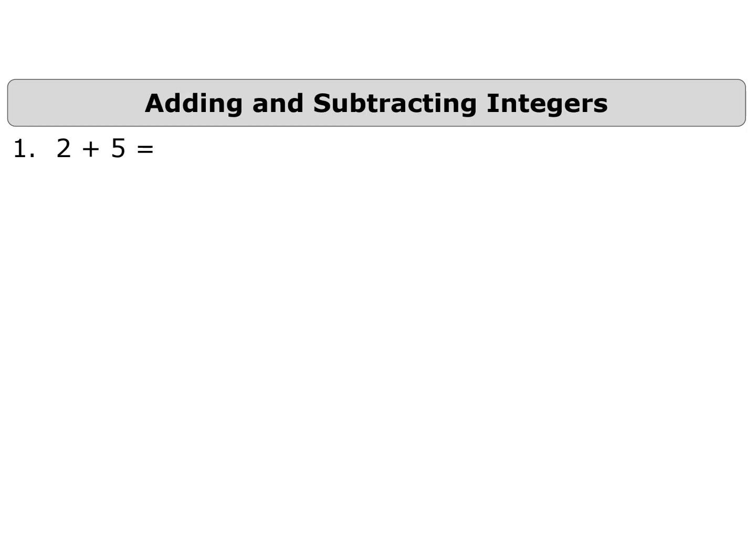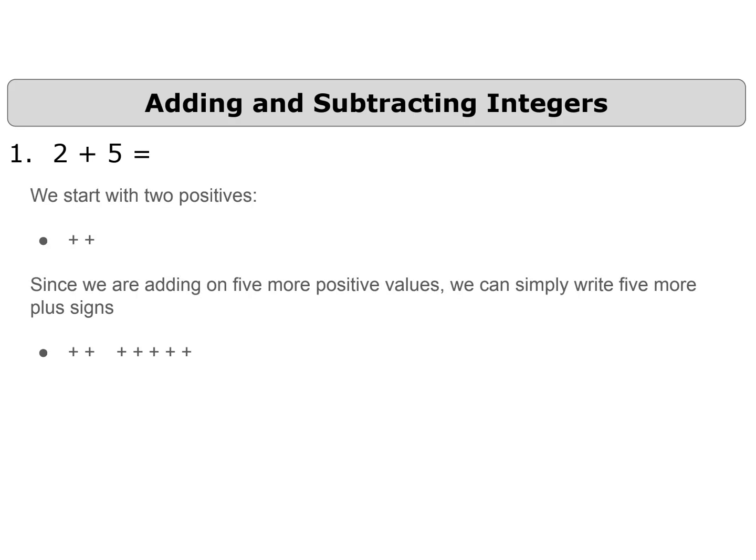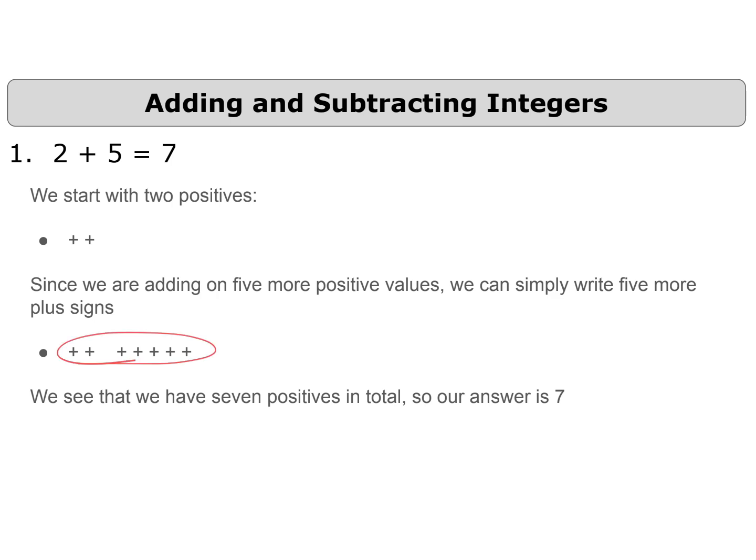We know that 2 plus 5 is 7, but let's start developing our understanding of integers. 2 plus 5 means we start with 2 positives. Since we are adding on 5 more positives, we can simply add 5 more plus signs. Now we see that we have 7 positives, so our answer is going to be a positive 7, which we can just write as 7.